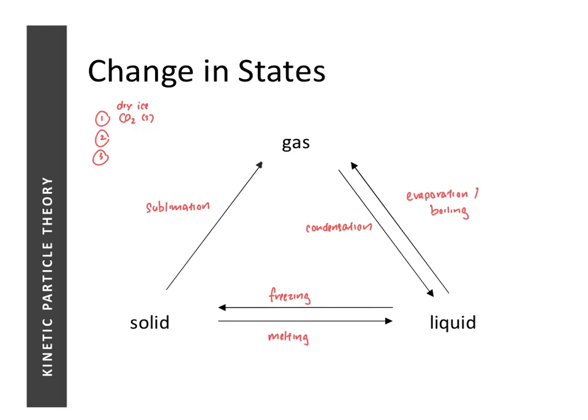The second solid that we need to know that can undergo sublimation is solid iodine. And then lastly would be ammonium chloride. So these are the three solids in the syllabus that we need to remember will sublime. Sublime is the verb for sublimation. Solids that undergo sublimation, we say that they can sublime.